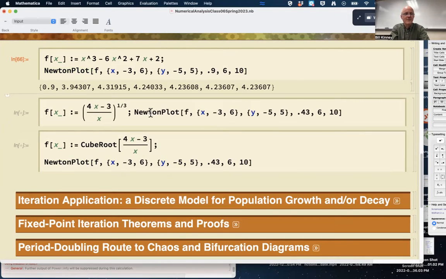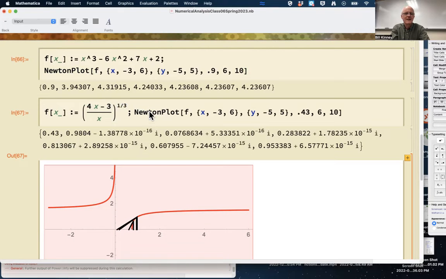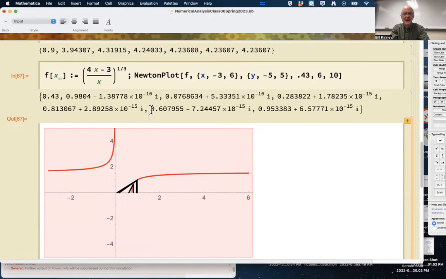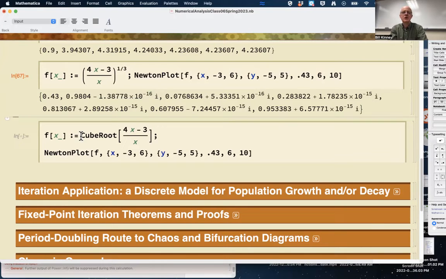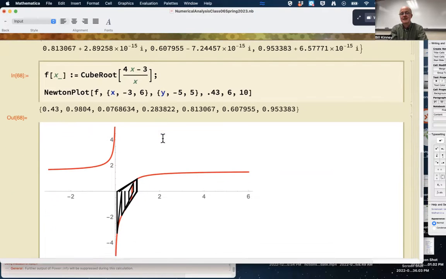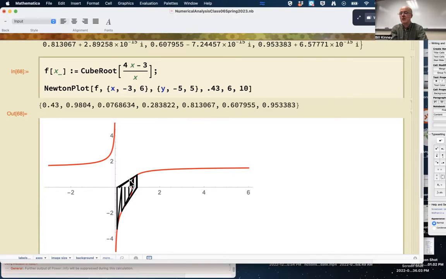Here's a really weird one. What about this function? 4x minus 3 over x to the 1/3 power? What in the world? Errors. And what's happening? We're getting evidently complex numbers. Well, these imaginary parts are so close to 0, or you might say that's numerical error. It's actually the fact that Mathematica is being too fancy for its own good and trying to bring in complex numbers where it shouldn't. If you use cube root instead of 1/3 power, it does a better job, but it still is weird in that the iterations seem to go all over the place.